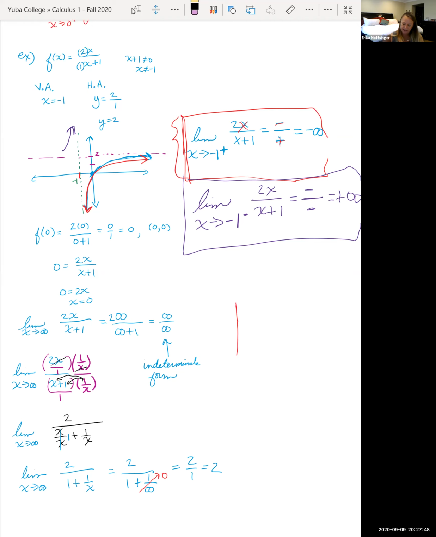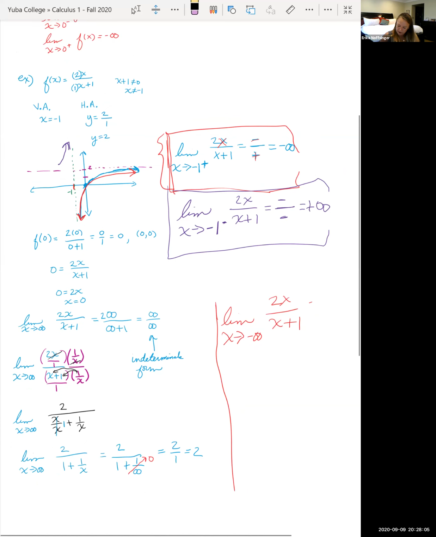But if we had plugged in infinity or -infinity into that function, 2x all over x plus 1, we're going to get 2 times -infinity. Well, that's -infinity, all over -infinity plus 1. That plus 1 isn't really going to do anything when you're getting very, very small. And so we have -infinity over -infinity. So this is another indeterminate form.